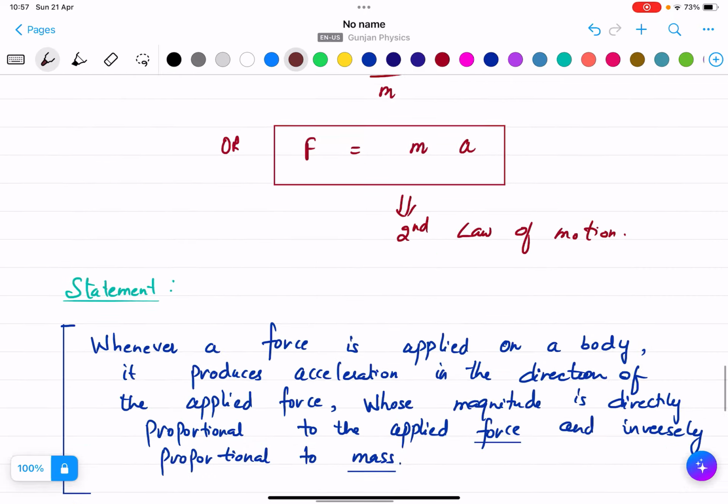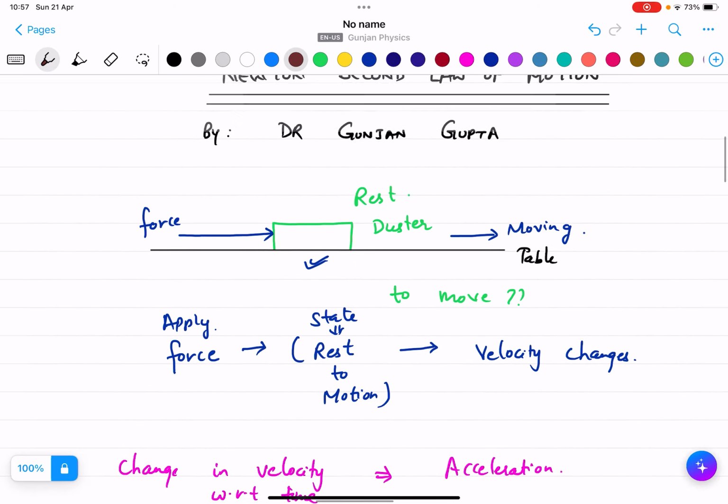So this is all about Newton's second law of motion. I hope it is clear to you.